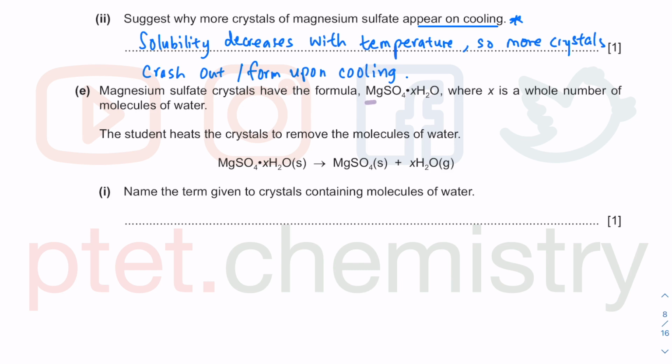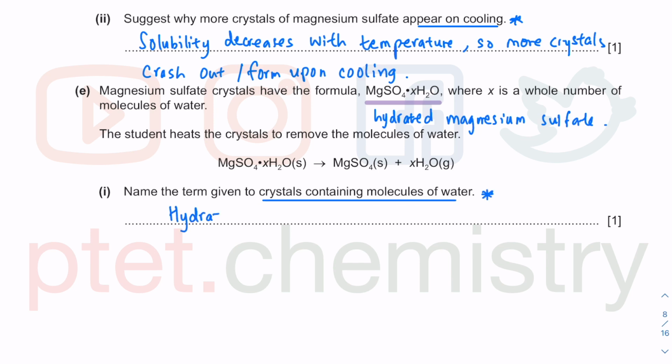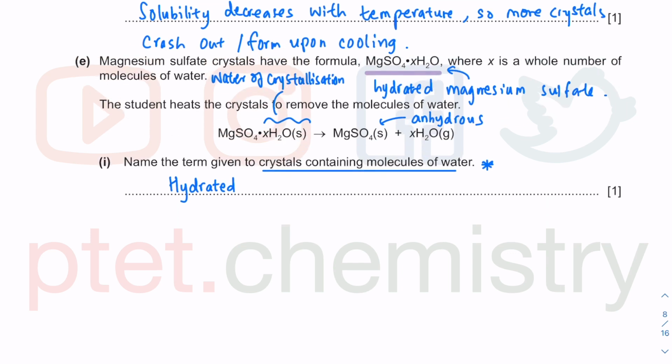In the next part, we have this formula. The whole thing is called hydrated magnesium sulfate. But this is asking for the term given to crystals containing molecules of water. So the term is going to be called hydrated, whereas this .xH2O is your water of crystallization. So there are two different terms there. If you have water of crystallization, it means you are hydrated. But when you don't have water of crystallization, this is what you call anhydrous. So this is anhydrous magnesium sulfate, whereas hydrated magnesium sulfate is the one with the water of crystallization. Remove the water of crystallization by strong heating and you will get this anhydrous compound.